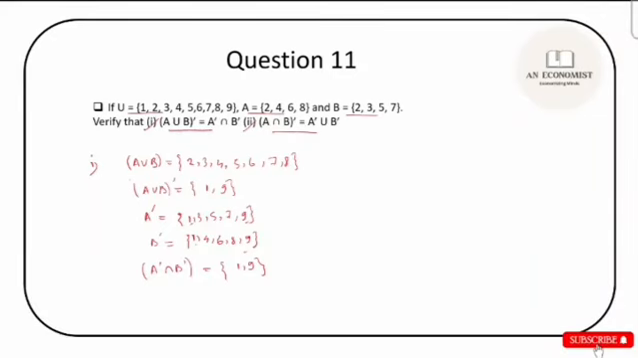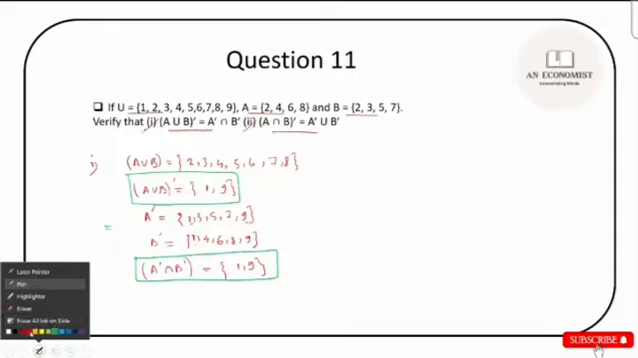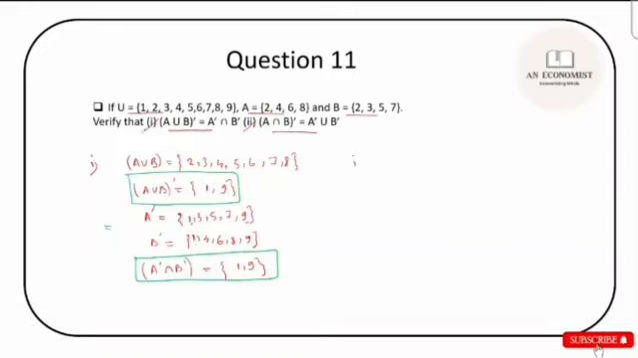So what do we get? We got A union B complement is 1, 9, and A complement intersection B complement is also 1, 9. So these two are equal and the first statement is verified. Now let's go to the second one. Find out A intersection B. A intersection B has 2, and what else? Nothing else. So it is only 2.